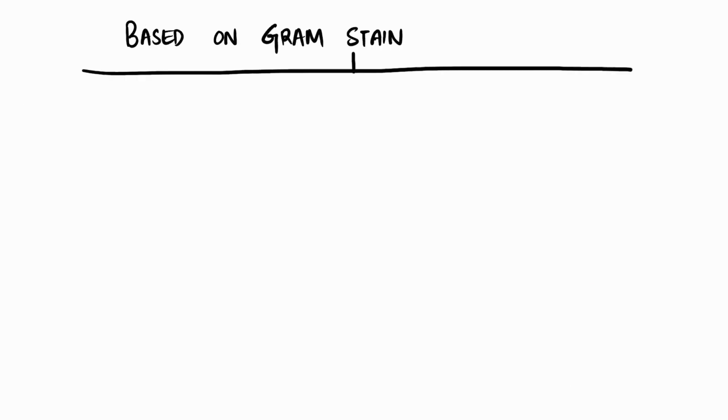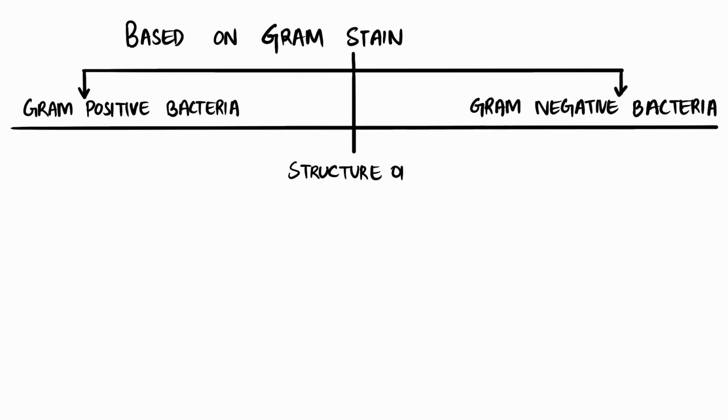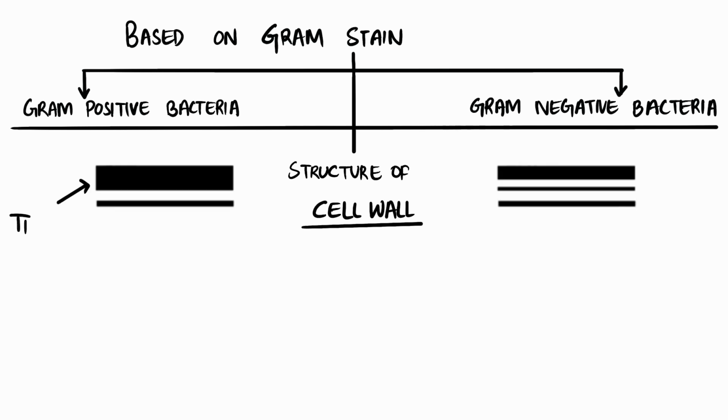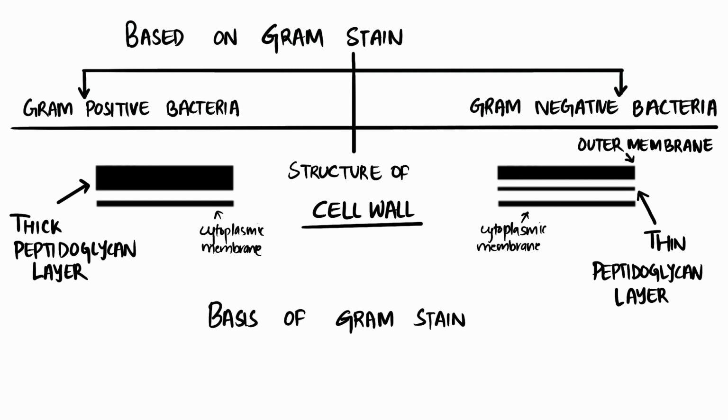Based on gram stain, bacteria can be classified into gram-positive and gram-negative bacteria. These bacteria differ from each other in regard to the structure of their cell wall. Gram-positive bacteria have a thick peptidoglycan layer, whereas gram-negative bacteria have a thin peptidoglycan layer, but it has an outer membrane external to the peptidoglycan layer. As you can see, this outer membrane is absent in the gram-positive bacteria. And this is the basic principle of gram stain. It is very important, and we will revisit this concept later while going through the steps of gram stain.